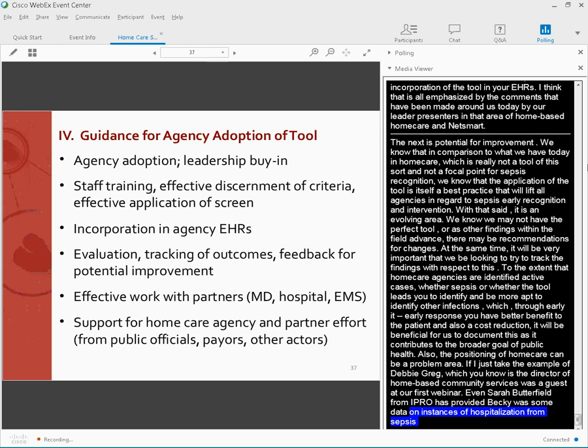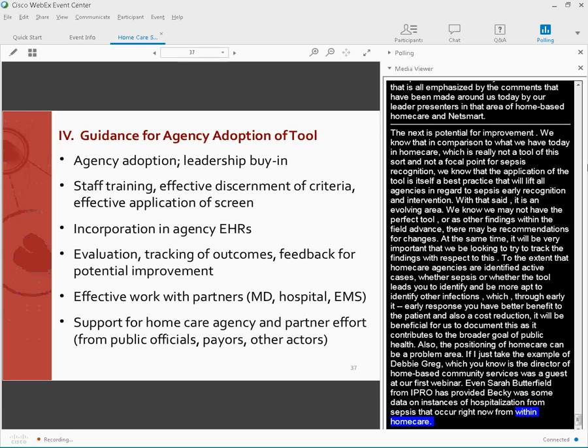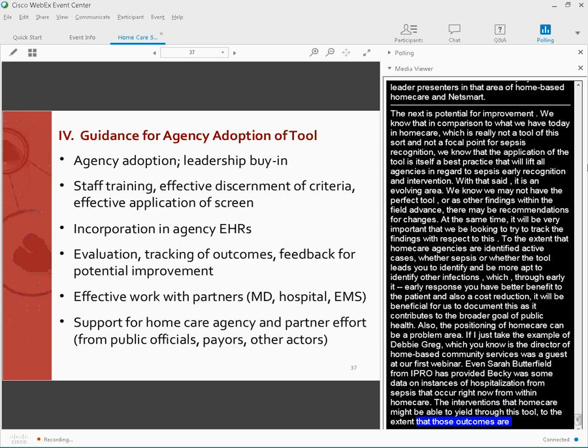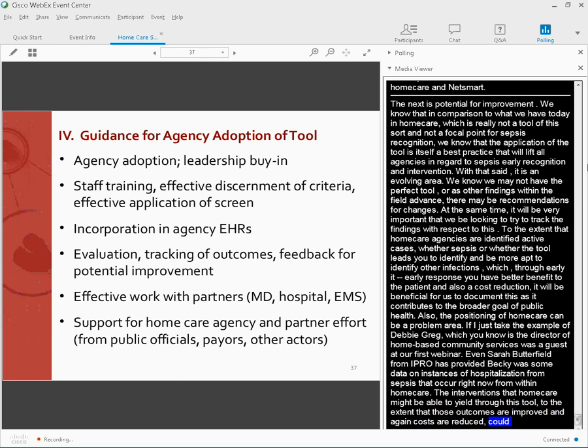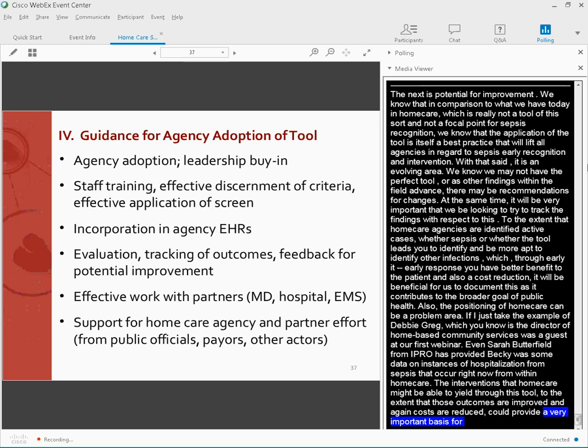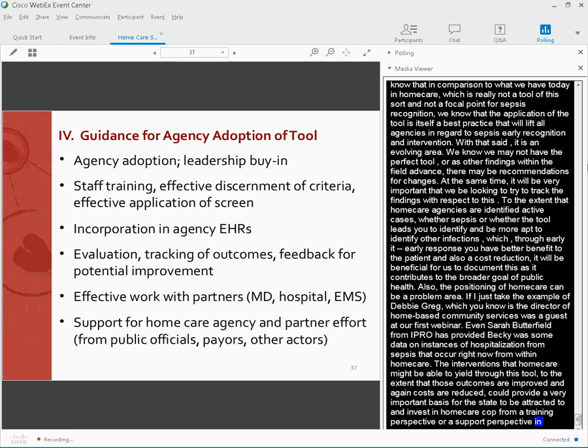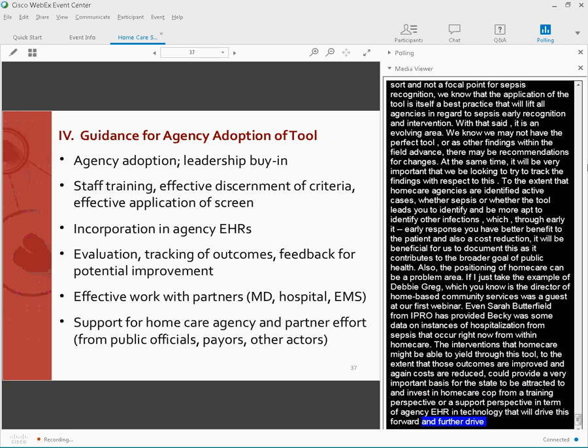The interventions that home care might be able to yield through this tool, to the extent that those outcomes are improved and again costs are reduced, could provide a very important basis for the state to be attracted to further invest in home care from a training perspective or from a support perspective in terms of investment in agency, EHR, and technology that will drive this forward and further drive forward some of these important milestones on improved patient health and prevention as well as cost savings.